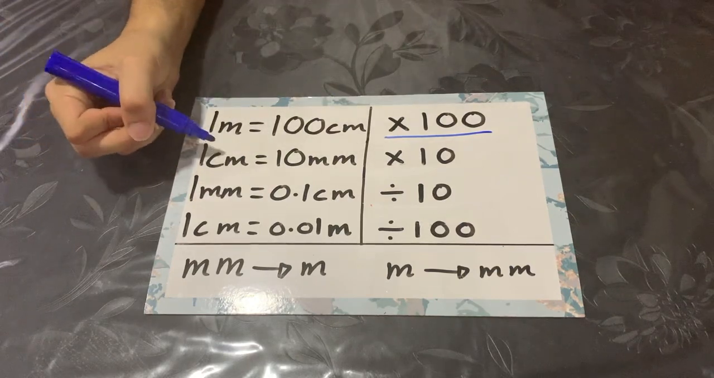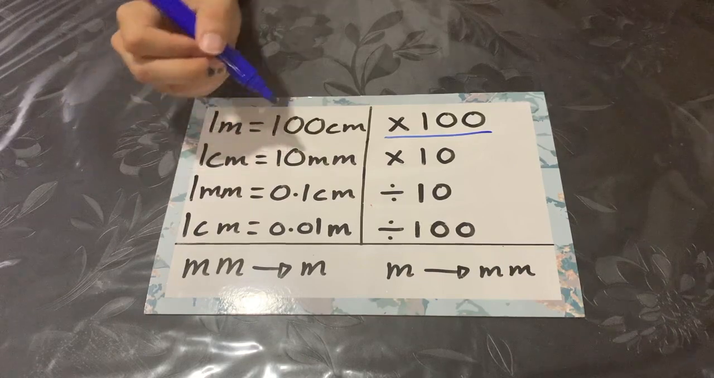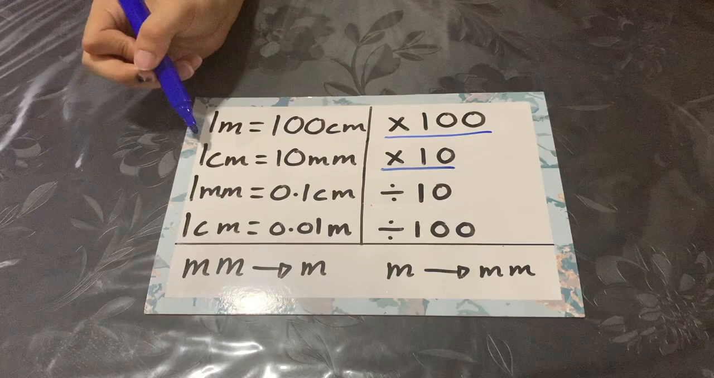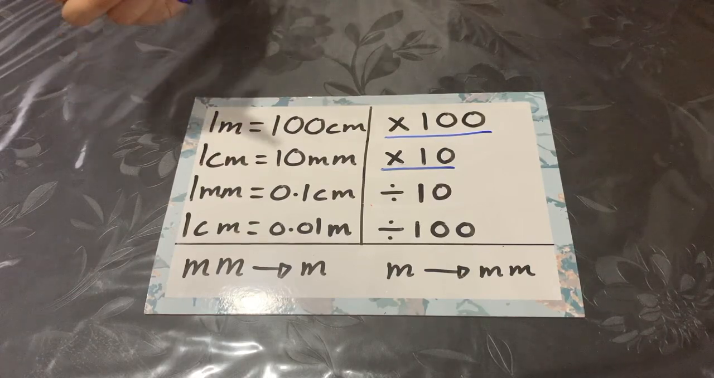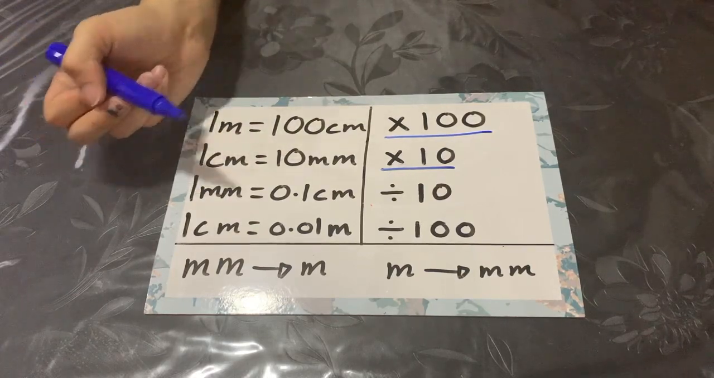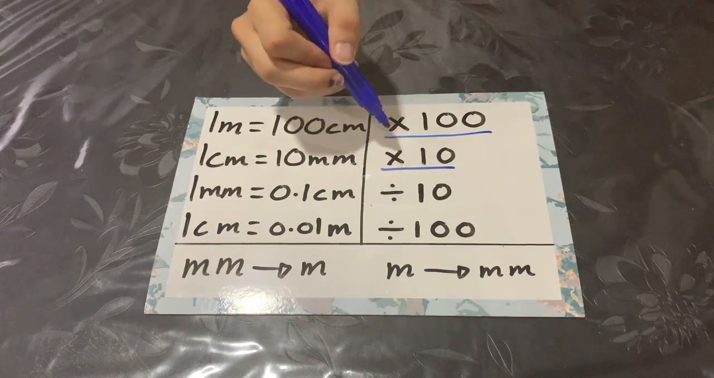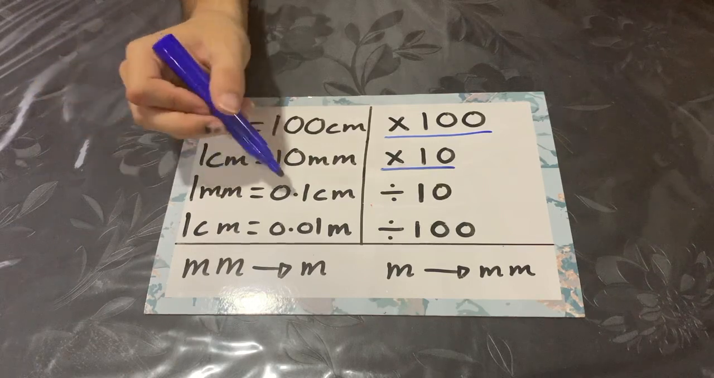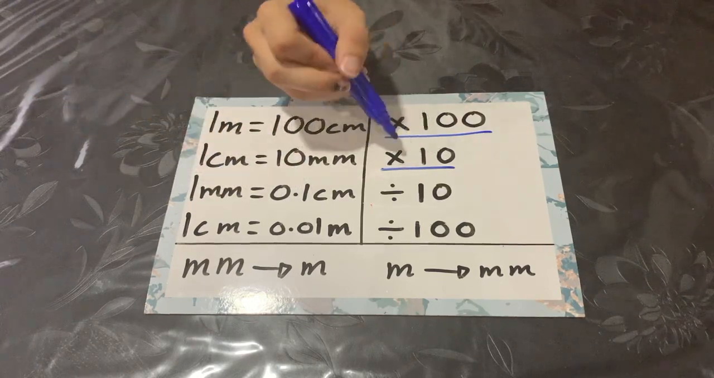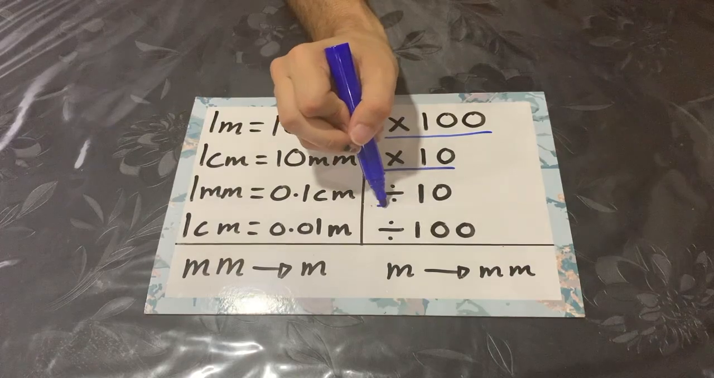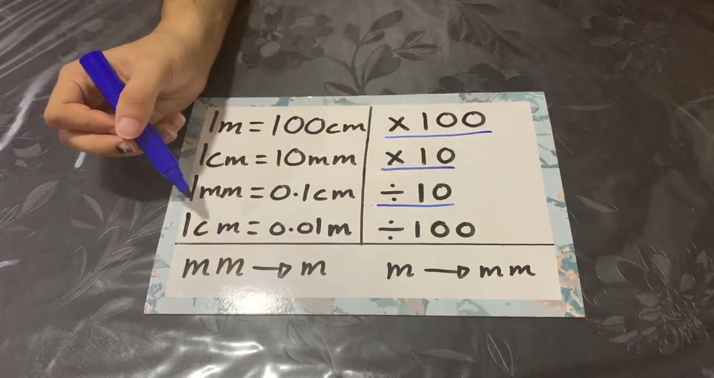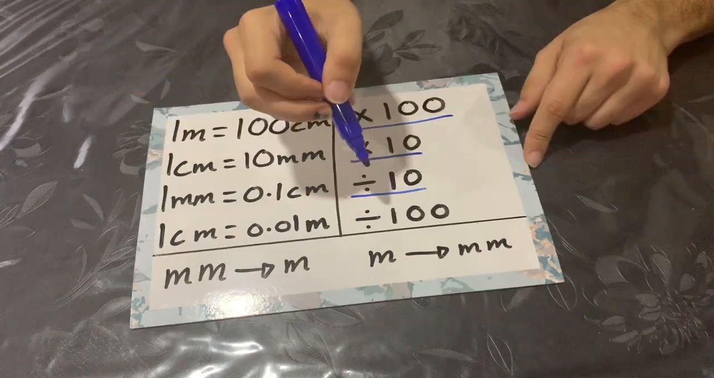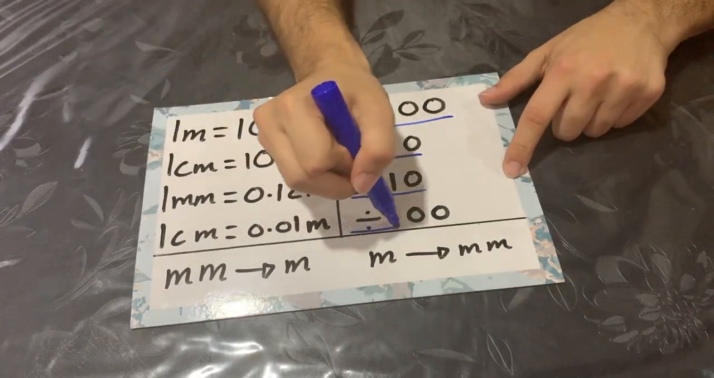If you're converting centimeters into millimeters, you need to times it by 10, because there are 10 millimeters in 1 centimeter. And if you're doing them the other way round, all you need to do is divide instead of times. So if you're converting millimeters into centimeters, you need to divide by 10. And if you're converting centimeters into meters, you need to divide by 100.